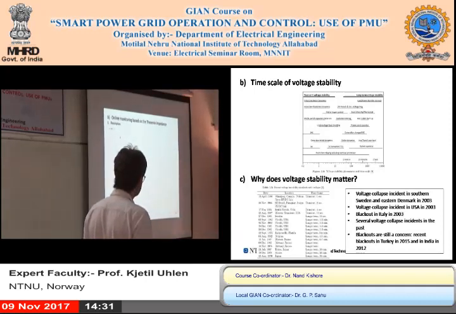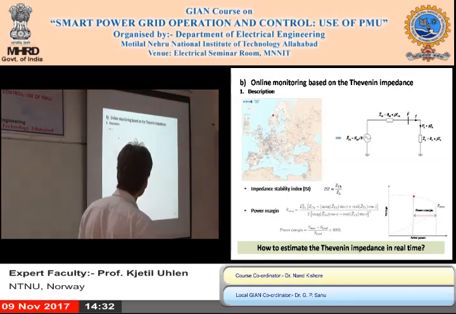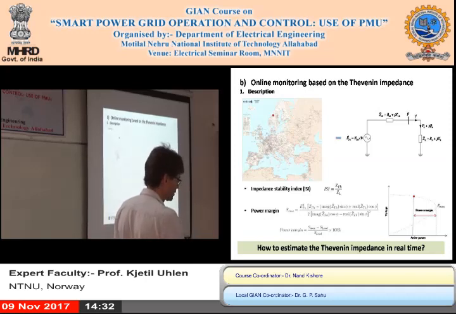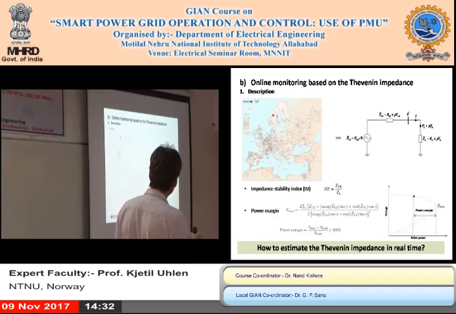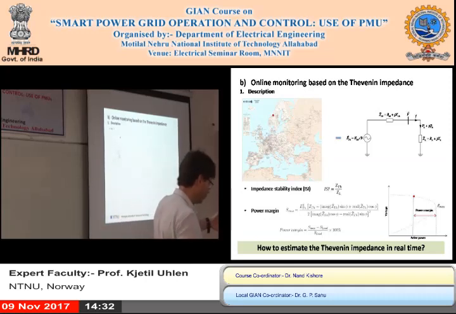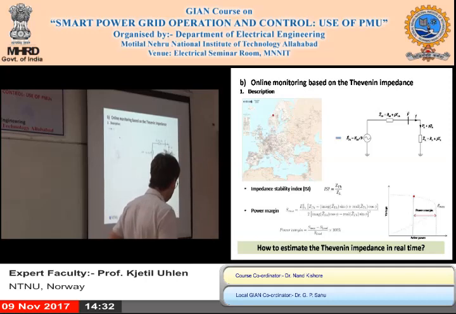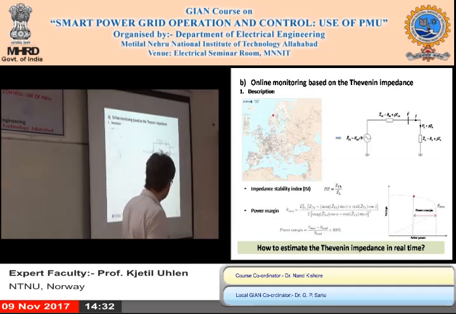So then one can start to discuss the monitoring or the identification of distance to voltage instability, or distance to the maximum power transfer. So we are usually interested in knowing the margins. So again, we could look at the methods that have been proposed in the literature.